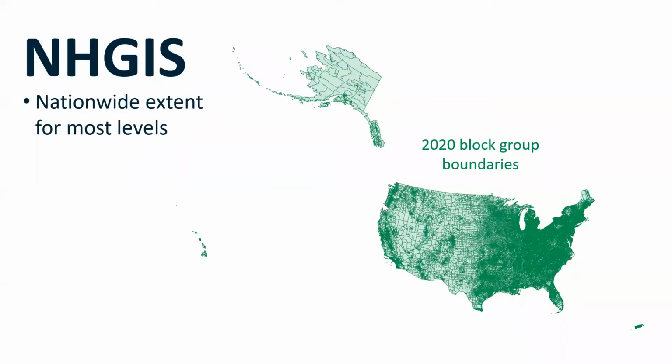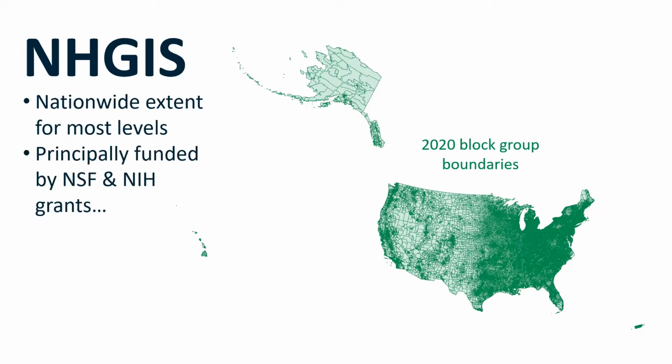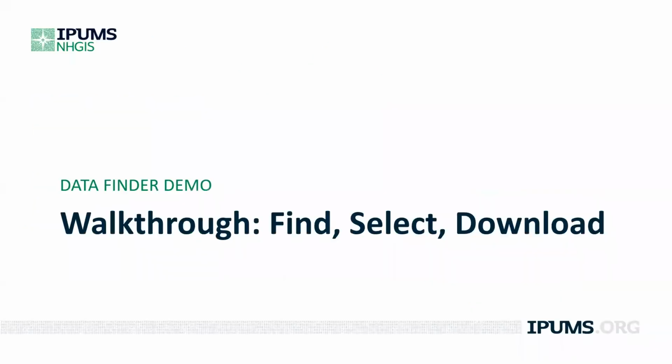Another caveat and advantage about NHGIS data is that we provide nationwide extent data for just about all levels and all data. So you can get block group data for the entire country, as you can see in this illustration. We are also principally funded by the National Science Foundation and the National Institutes of Health, which means that we can provide all of our data for free with registration. Okay, so that's the overview of what we are.